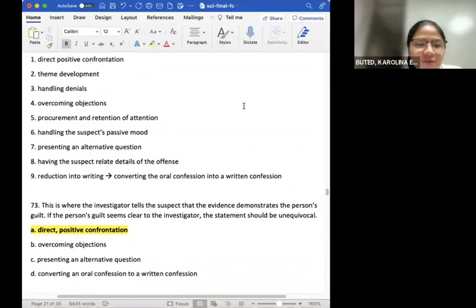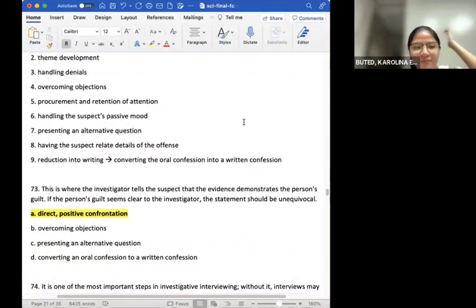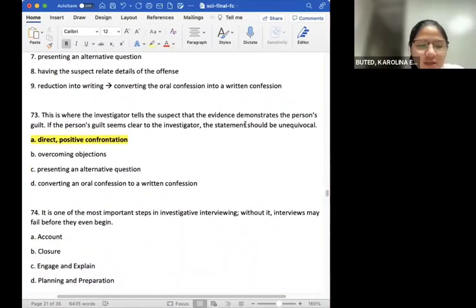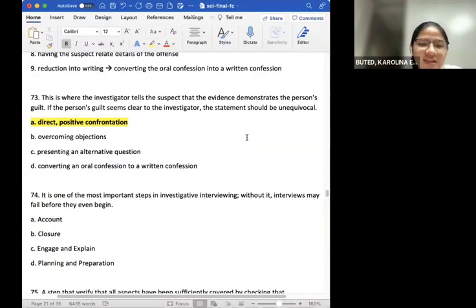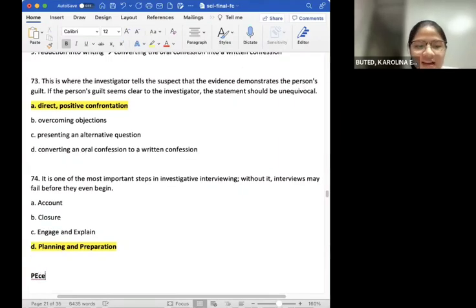Okay, number 74, pwede na? 74, it is one of the most important steps in investigative interviewing. Without it, interviews may fail even before they begin. Anong mahalaga? Of course, ang unang step is the planning and preparation. Itong tinatawag natin na PEACE method. Ano tong PEACE method? Sa technique ng ating interrogation and interview, meron tayong tinatawag na PEACE method. Meron diyang 5 steps naman. The 5 steps, ano ito?